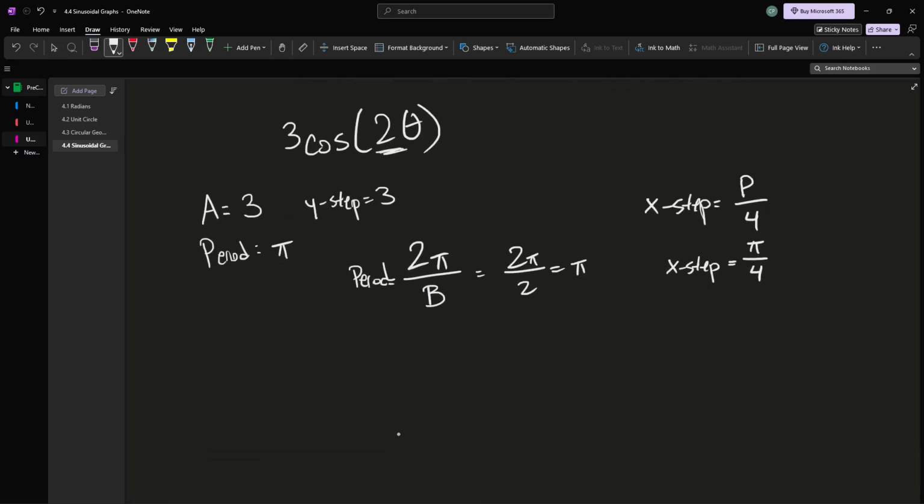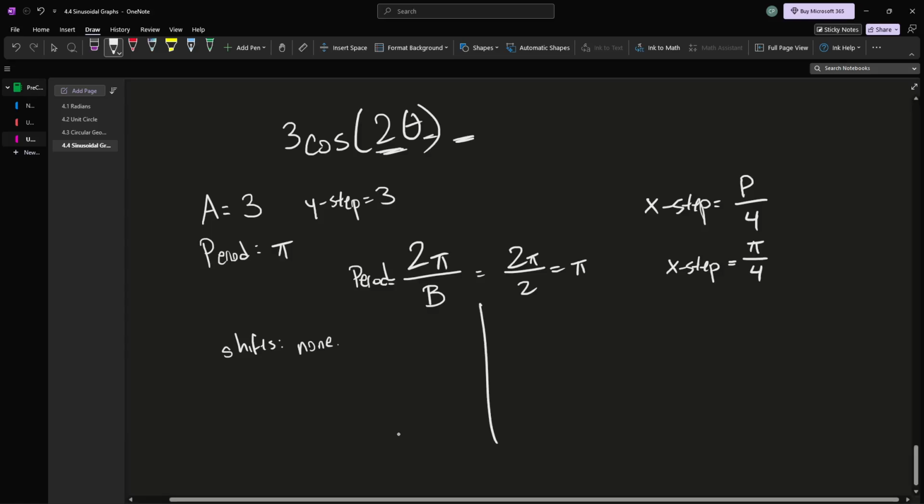And then I also need my shifts. I look over here, I see that there's no h, there's no k, so there's none. Let's graph this.